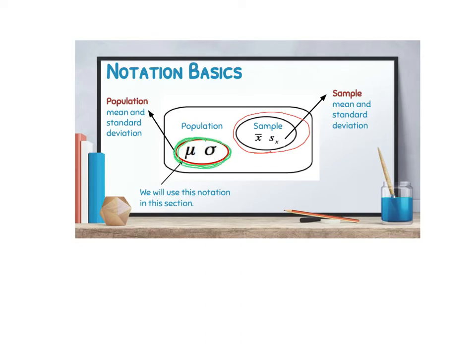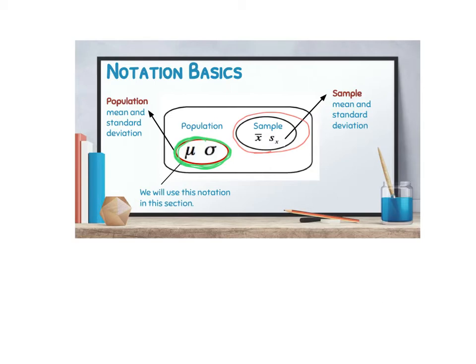today in our lesson, the ones I'm circling in green. So remember the one that looks like a cursive U, that's population mean, pronounced mu, and then the circle with a little tail on it, that's sigma, and that's the population standard deviation. Okay, so I just wanted to set those apart for you.